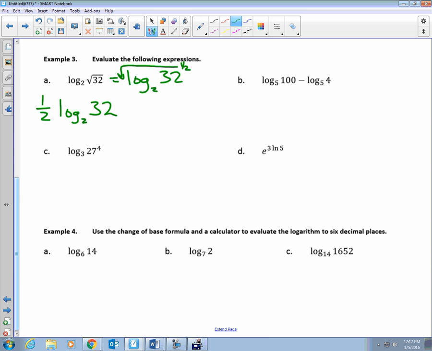So I have a base of 32 and a base of 2. I would like these to be both a base of 2. Can you rewrite 32 so that it has a base of 2? 2 to the 5th. So this becomes 1/2 times the log base 2 of 2 to the 5th. Notice that these are inverse operations of each other, and so they cancel. You're left with 1/2 times 5, 5/2.